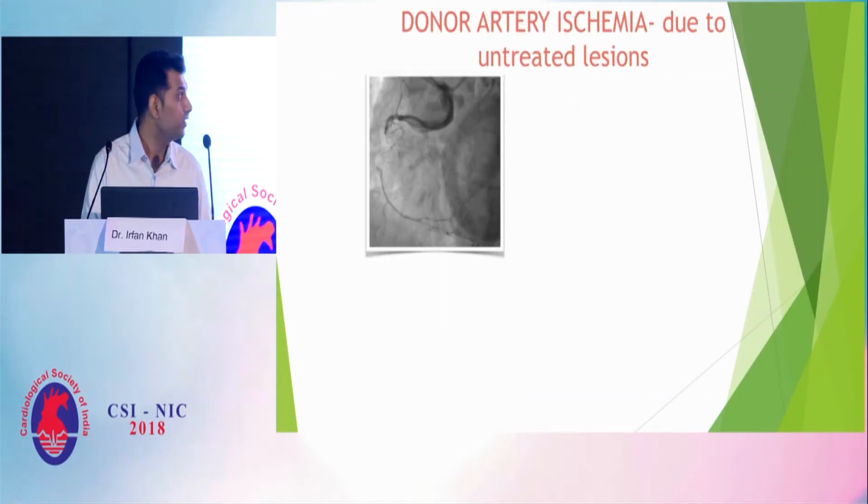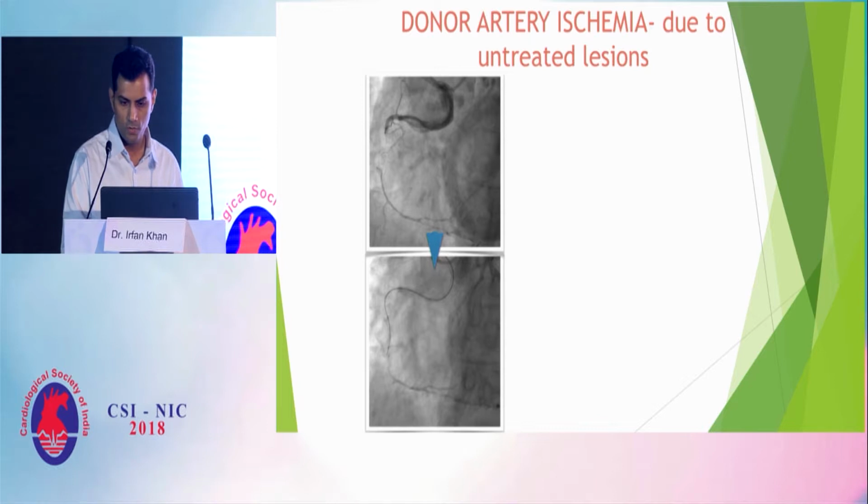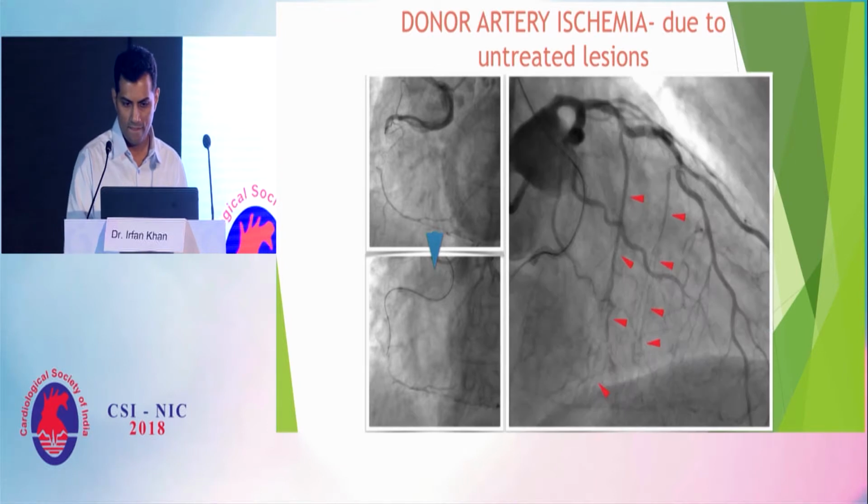You can have donor artery ischemia due to untreated lesions. This was an initial antegrade attempt which was made. It failed because you could not find the lumen. There was a good septal collateral.